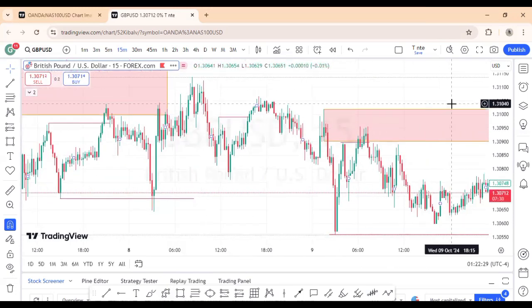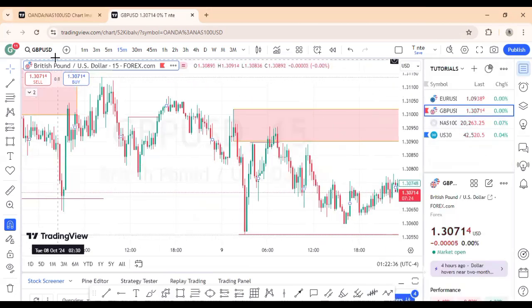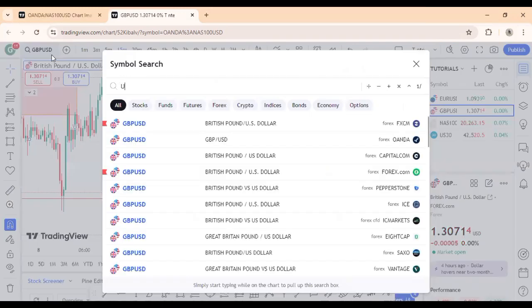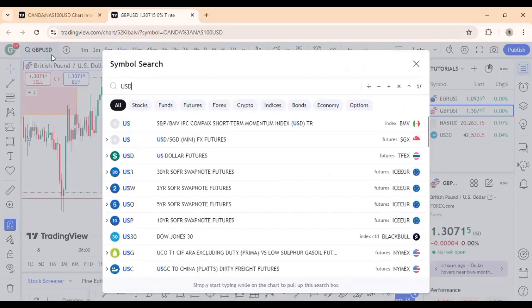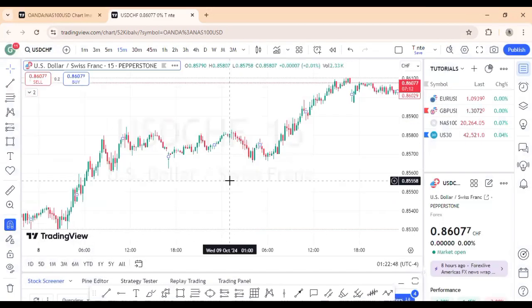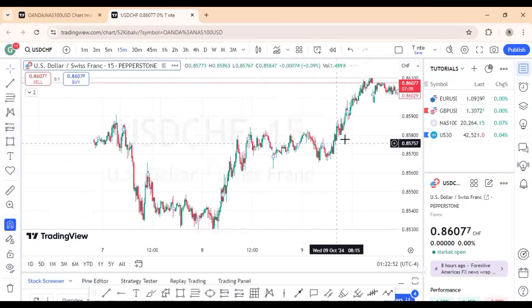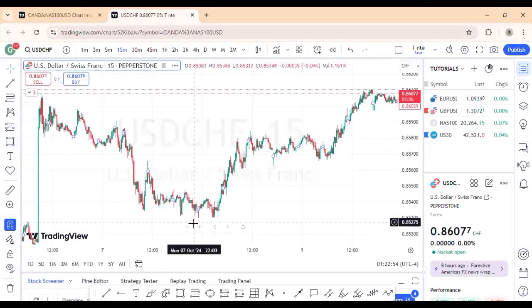So this is basically what I have for you. I think that maybe I should check if I can see a bullish example. Let me just quickly go to USDCHF because I think that USDCHF has been bullish for a while, right? So let's look at USDCHF. I think that this has been bullish. All right, let's use Pepperstone. All right, so this is an example of a bullish one.